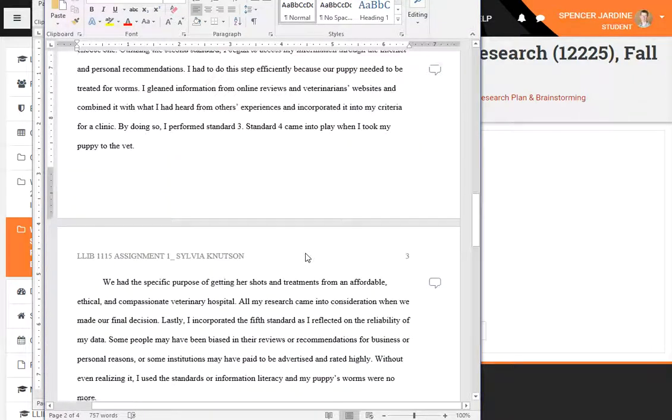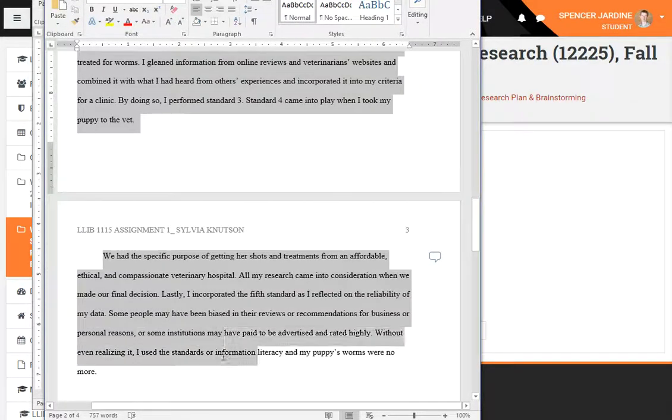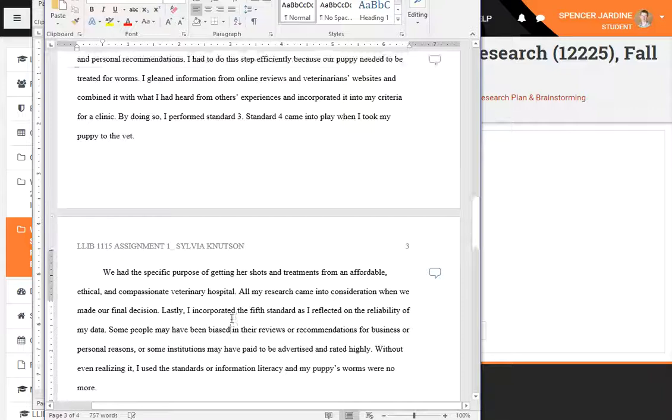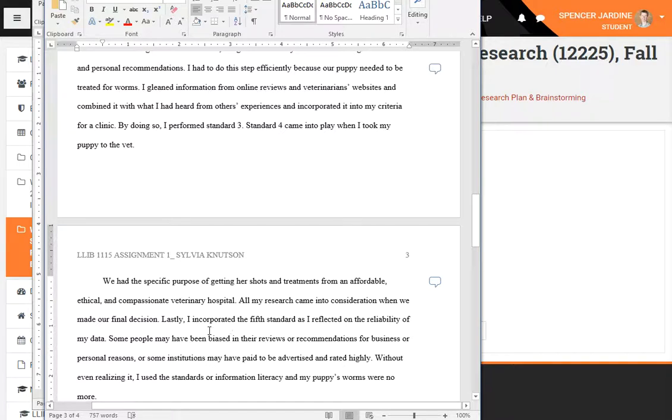And then down here, she's written a 2-paragraph explanation or illustration about how she used information to find a good clinic or veterinary hospital where she could take her puppy who needed some medical attention. So I thought that was pretty good. I think she addressed all of the 5 standards in these 2 paragraphs. So make sure that you do that.